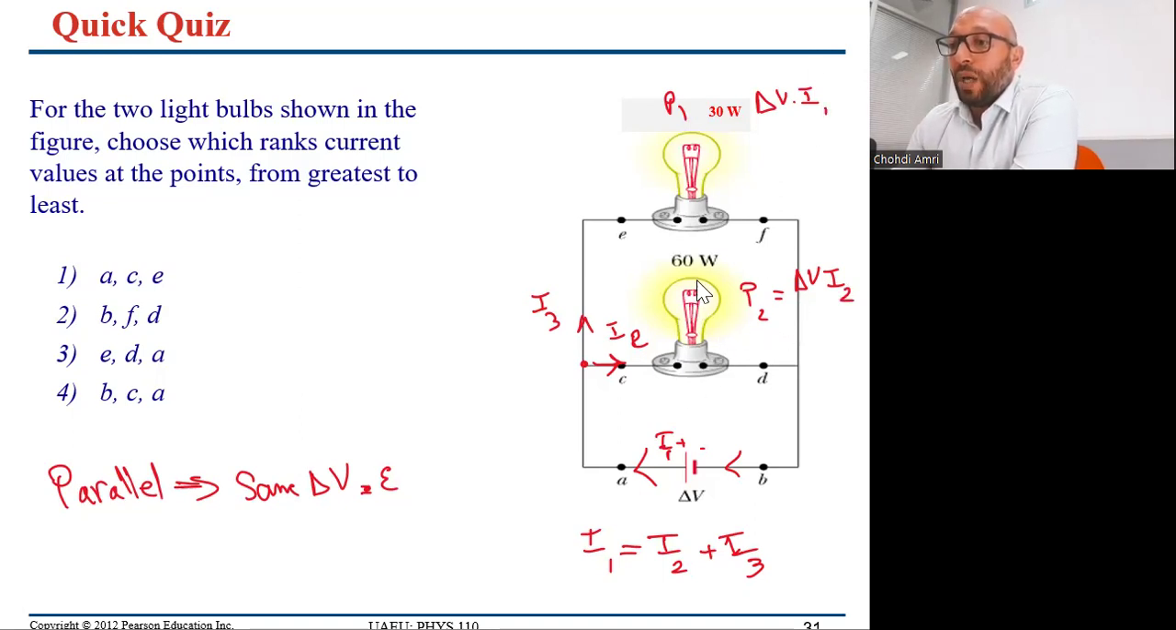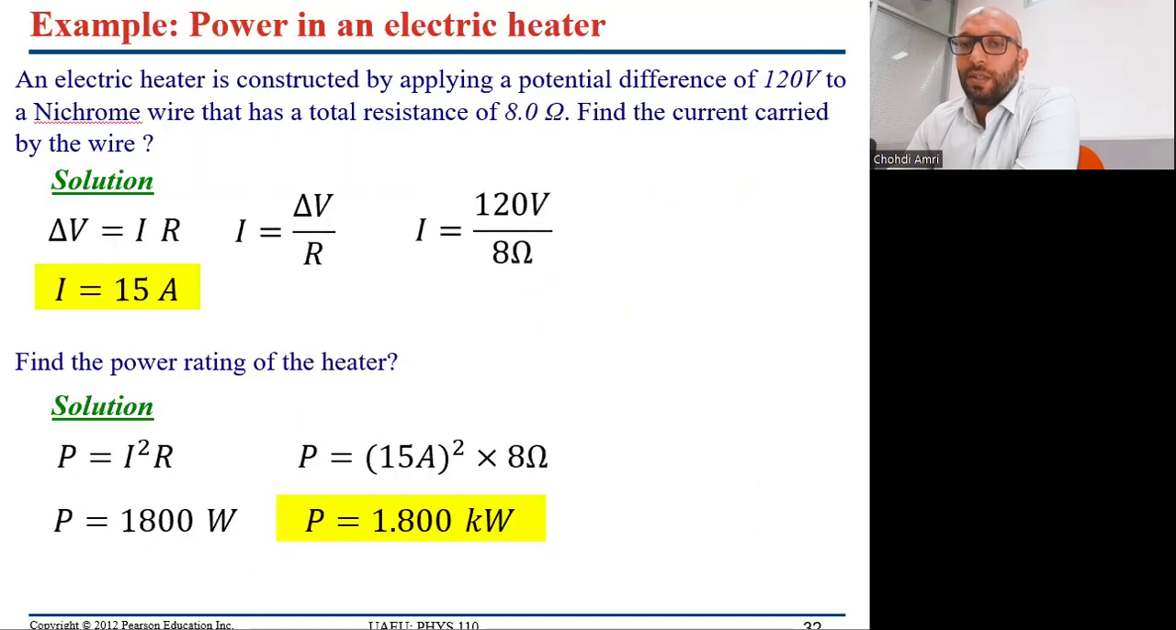Which one has higher power? The 60 watt has higher power, that means it has higher current. So the current I2 at point C is higher than at point E. From the greatest, where? The greatest is at point A, because this is the original current, their sum. So point A is greater than point C, and point C is greater than point E, and the correct answer is equal. Let's discuss the second example.